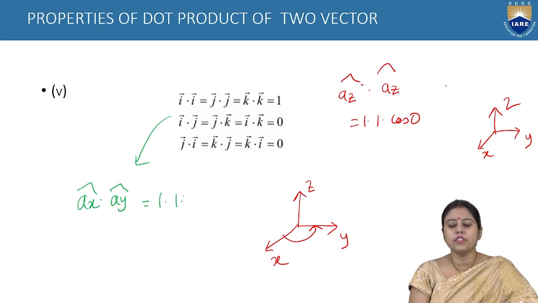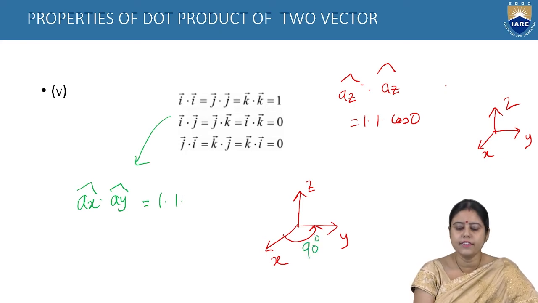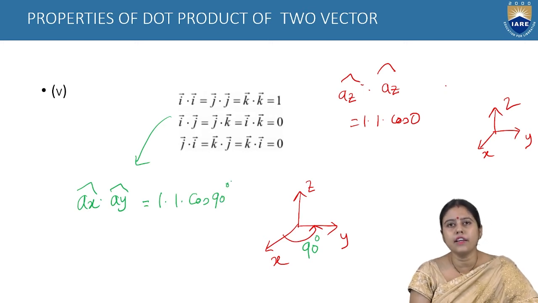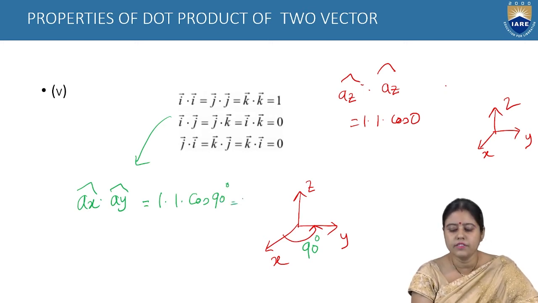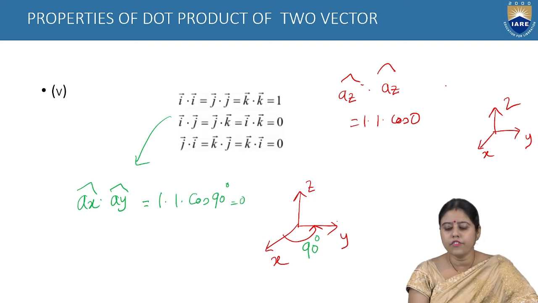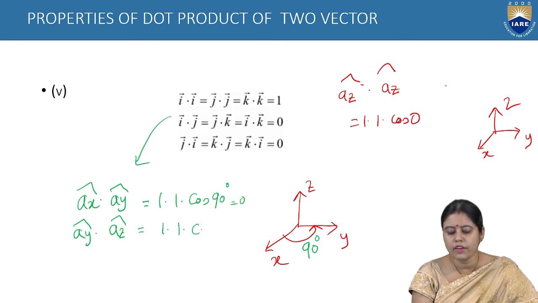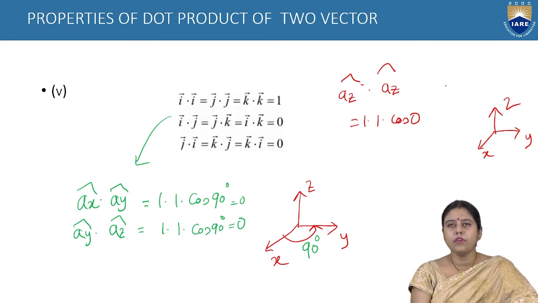So magnitude is 1, 1, 1. What is the angle between them? Angle is basically 90 degrees. Cos 90. What is the value of cos 90? It is 0. So the value is 0. Say anything is going from y to z. So we can write j dot k, or we can write Ay to Az. 1, 1, cos 90 degrees. It is also 0. Similarly, we will get it from z to x.